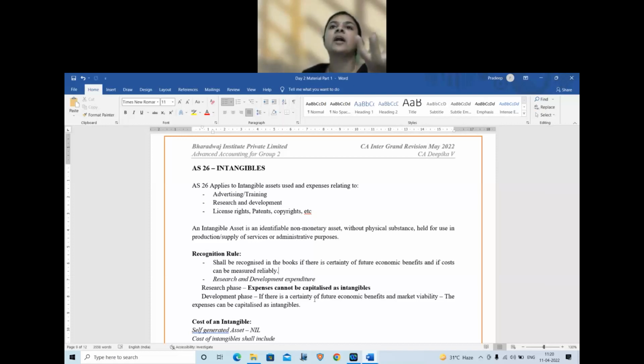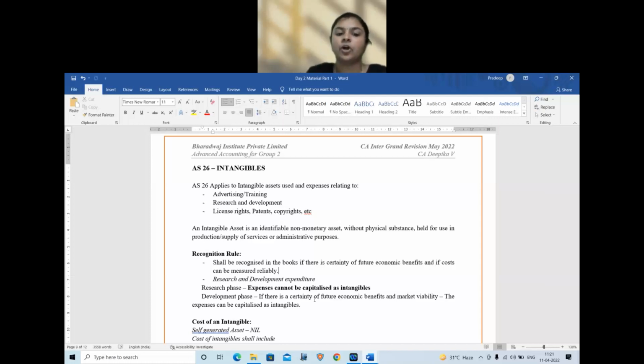It is not enough if your product is successful. Your product should have an active market. If the product is successful but does not have an active market, again there is no future economic benefit. Therefore, the cost will be expensed and will not be capitalized. So for research and development alone, please remember, research phase is not capitalized. Development phase is capitalized only if market viability is established. So these are the major points to remember with the recognition rule.